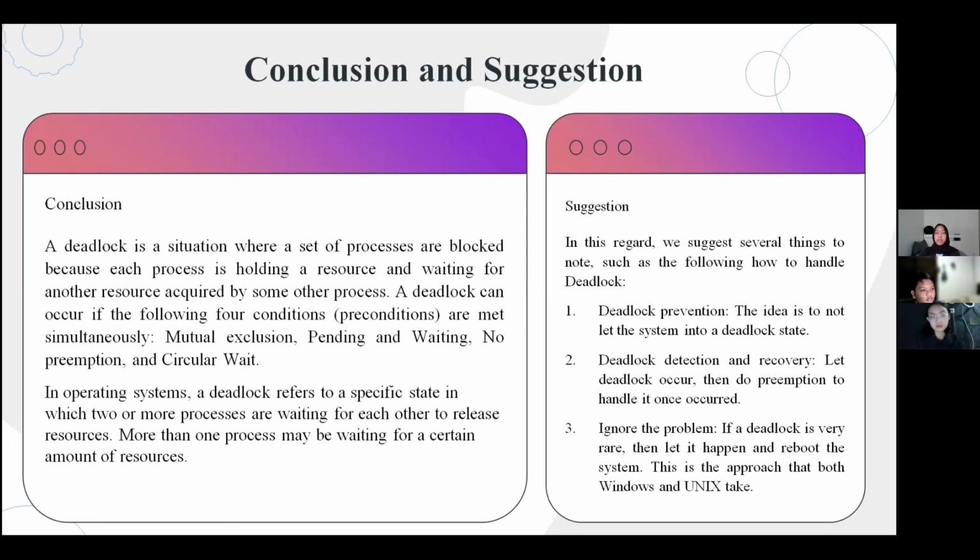Suggestion. In this regard, we suggest several things to note on how to handle deadlock. First, deadlock prevention. The idea is to not let the system get into a deadlock state. Second, deadlock detection and recovery. Let deadlock occur, then handle it once it occurs. Third, ignore the problem. If a deadlock is very bad, then let it happen and reboot the system. This is the approach that both Windows and Unix take.